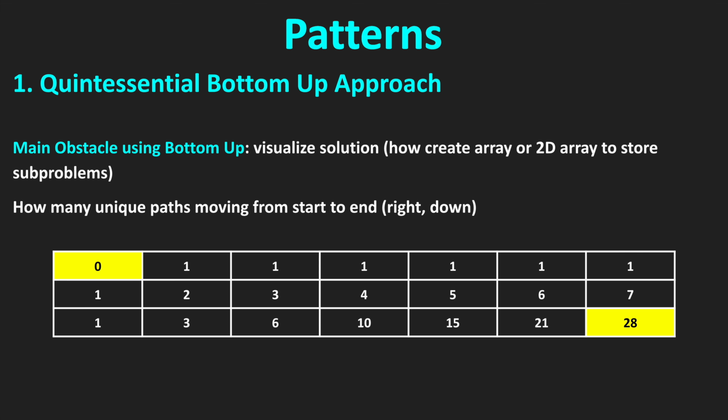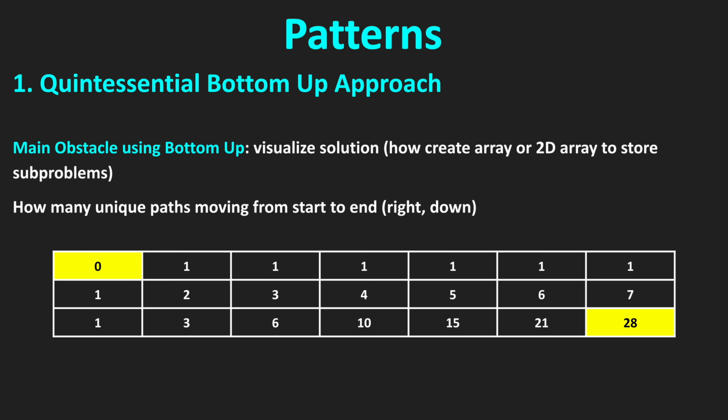The first one, I call it the quintessential bottom-up approach. So what does that mean? The main obstacle in using the bottom-up approach is to visualize the solution. And what I mean by that: when we have a dynamic programming problem, we take a problem and break it down into smaller subproblems, and then we build up to our solution.